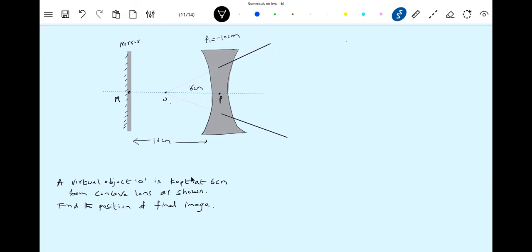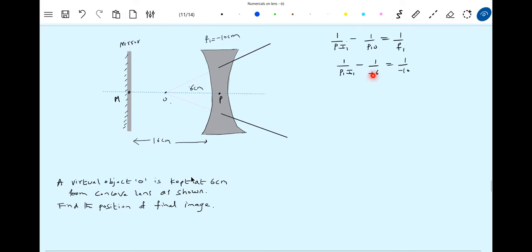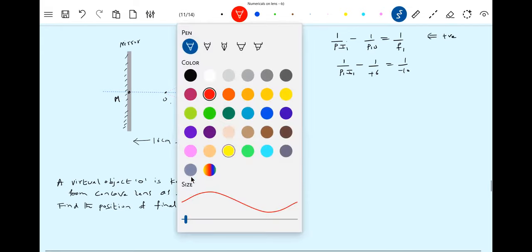Now from the lens equation, 1/PI1 minus 1/PO equal to 1 by focal. Substituting all this, PI1. This will be plus 6, focal length minus 10. Why plus 6? Because the direction of incident ray, towards right is positive. The incident rays are moving towards right.